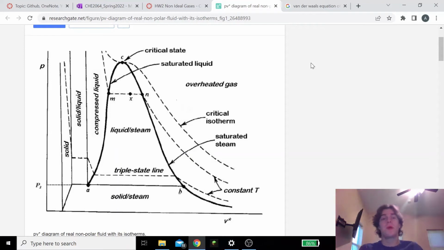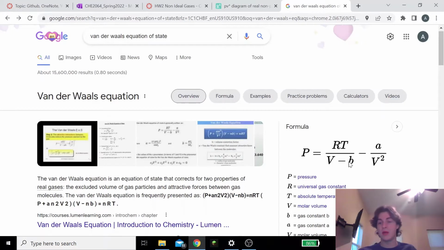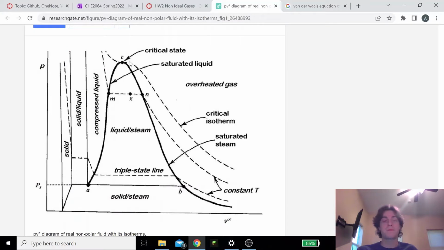In this video, I am going to show you how we are able to calculate the A and B parameters of van der Waals equation of state using the critical point. We're able to do this because, as you can see at the critical point, the derivative of the equation will be 0. The second derivative will also be 0.